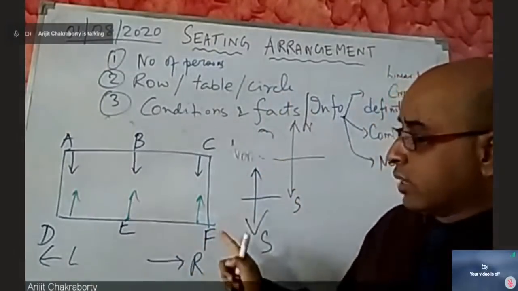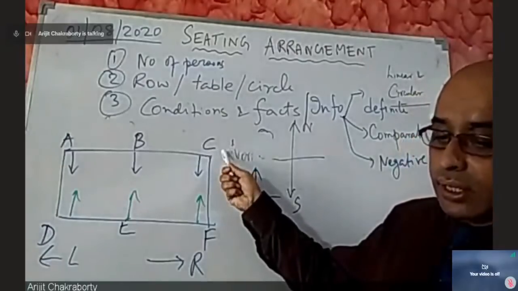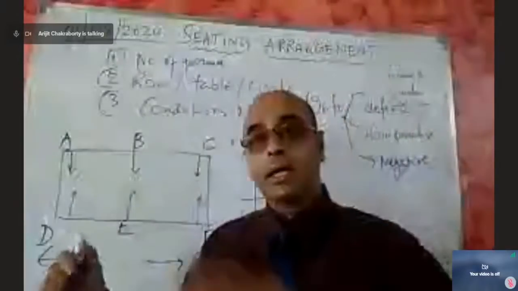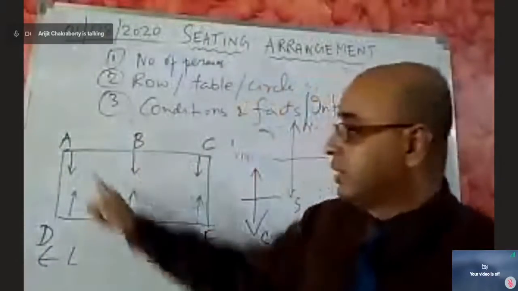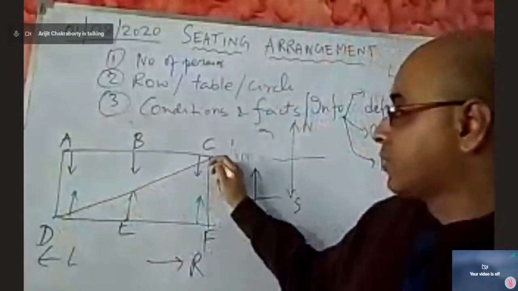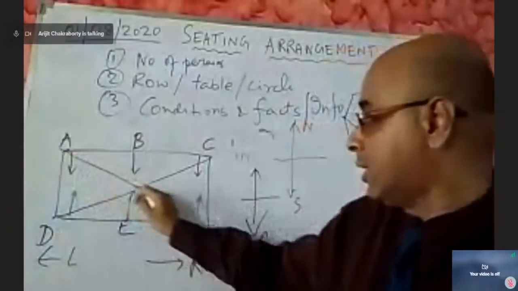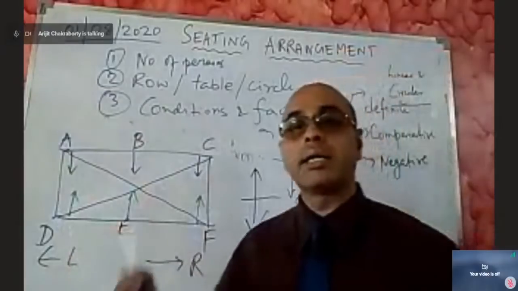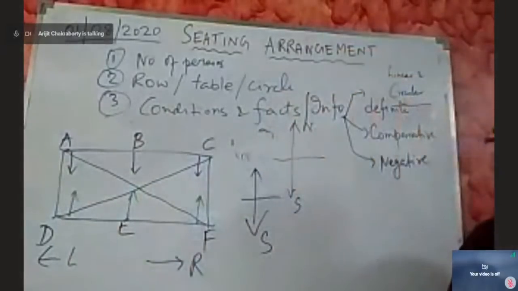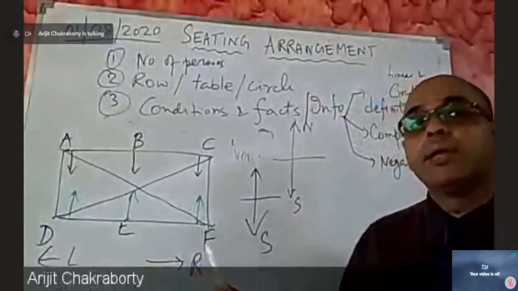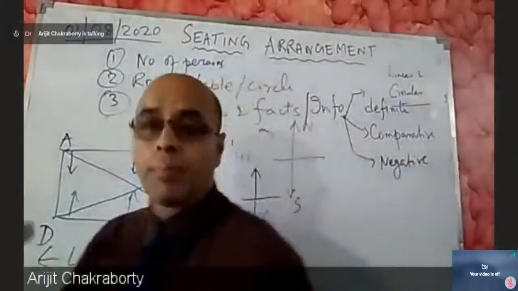Now, I can additionally say that C is sitting diagonally opposite to D. That is, C and D are diagonally opposite, right? You know this is a rectangle and diagonal means this line. This is one diagonal and again another diagonal is this. So C and D are diagonally opposite, plus A and F. A and F, they are also diagonally opposite to each other, right?